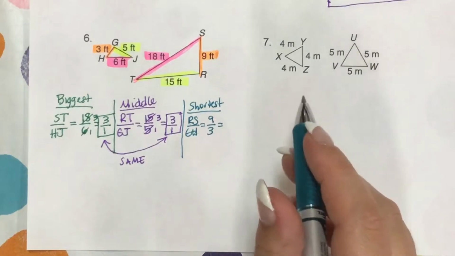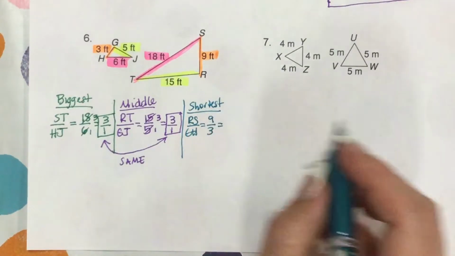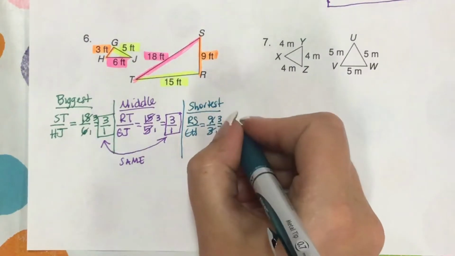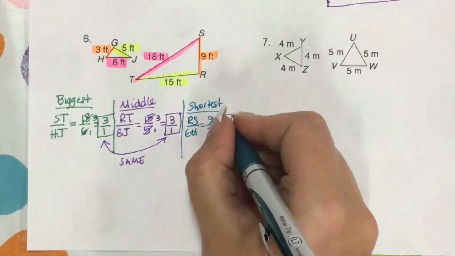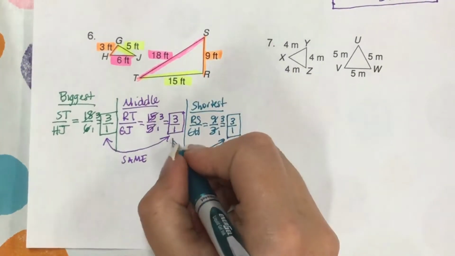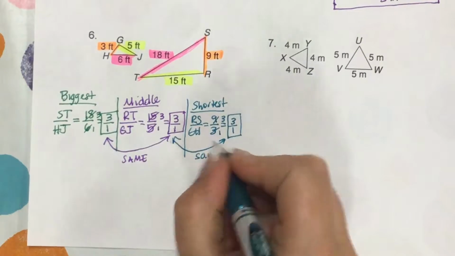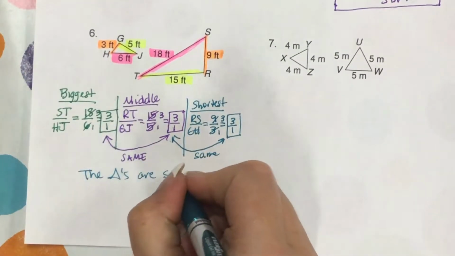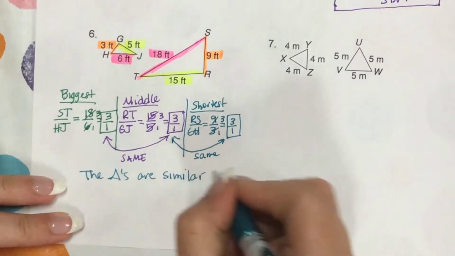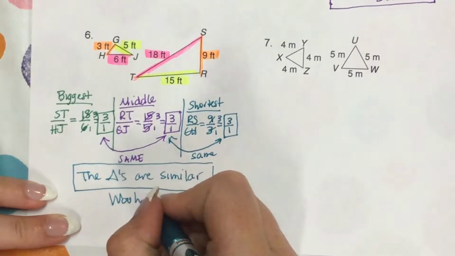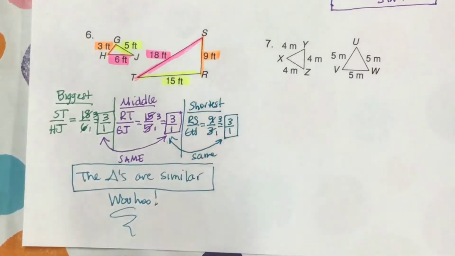And so we're looking for a common factor between 9 and 3. And 3 goes into both. 3 goes into 9 3 times. 3 goes into 3 1 time. So our ratio is 3 over 1. And it's the same. Woohoo! That means that the triangles are similar. Okay? So if you got that one right, woohoo! Good job. Okay, let's go on to problem 7.